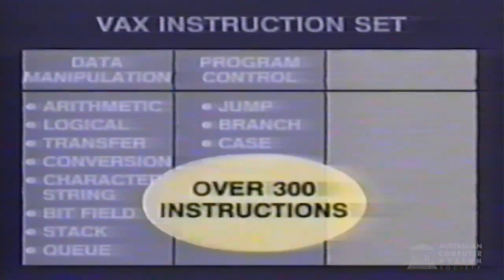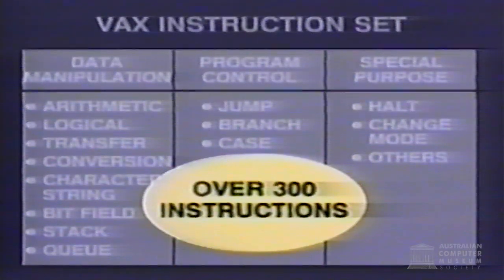The VAX instruction set contains over 300 instructions to perform a wide assortment of operations. Your course reference guide contains a list of VAX instructions organized by these general categories. In this lesson, we'll sample several representative instructions from each category. Let's begin with data manipulation.